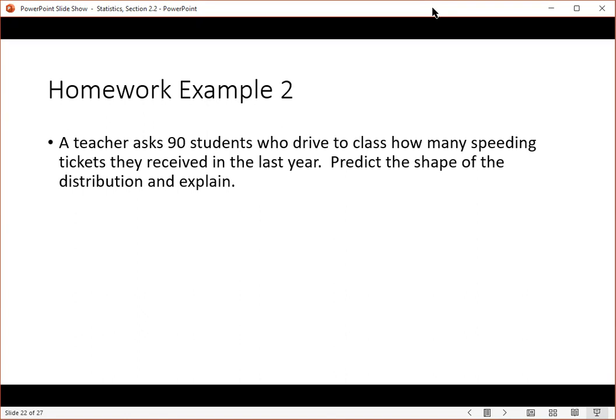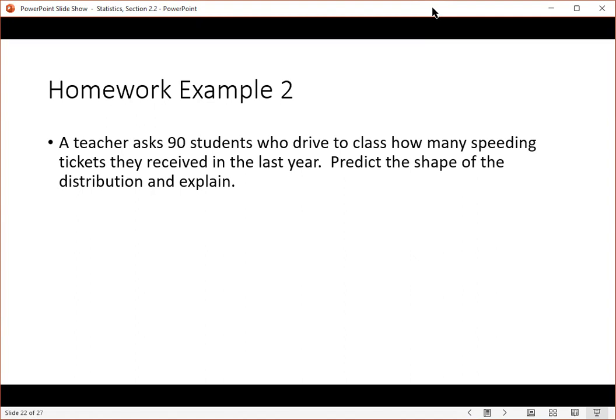Okay, here's another homework example. A teacher asks 90 students who drive to class how many speeding tickets they received in the last year. And then we want to go through and predict the shape of the distribution and then explain. All right, so if we think about it, speeding tickets are not terribly common. And so what we would expect is that if we talk to 90 students, not very many of them would have speeding tickets. So we might have 80 students in that group who did not receive a speeding ticket. And so 80 students would have 0. That's a big group. That's most of the students who are going to have 0 speeding tickets.